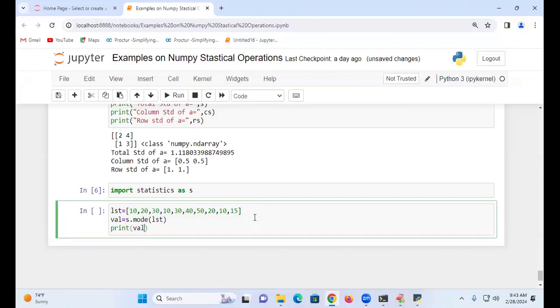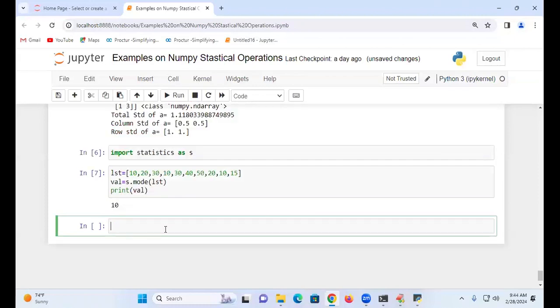You see the value. So here, how many times is 10 repeated? 3 times. 20 is also repeated how many times? 2 times. 30? 2 times. So what is the most frequently repeated element? 10. So the most frequently repeated element is 10.